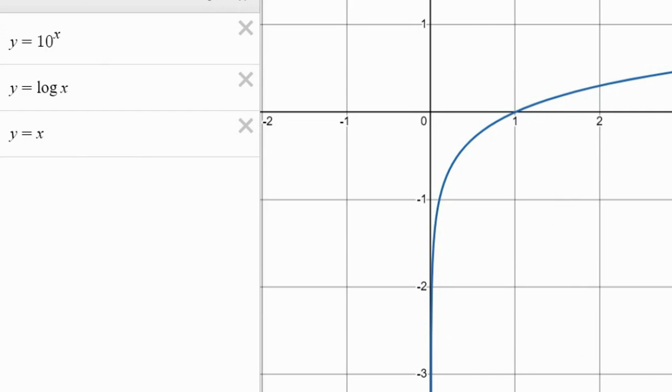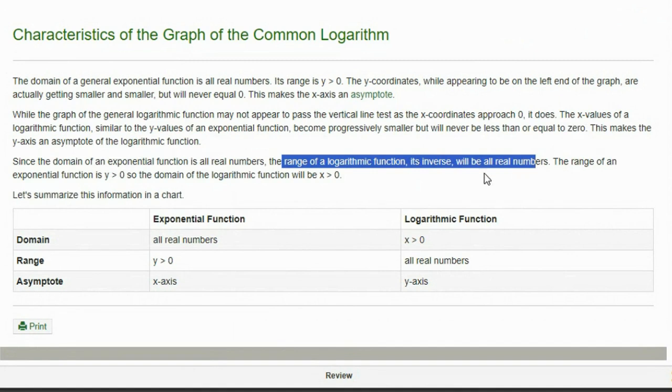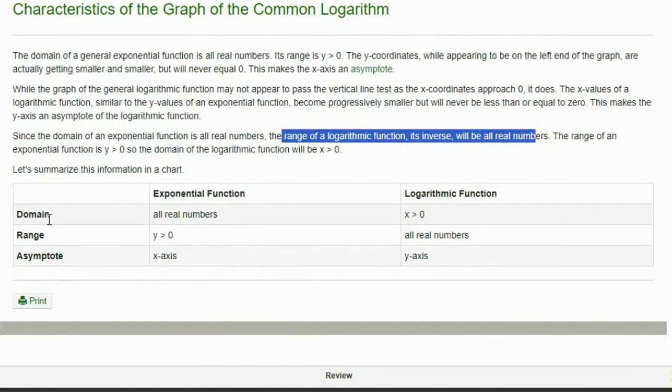So it's just the opposite, which we would expect since it's a reflection over y equals x. So the x values of a log function, similar to the y values of an exponential function, become progressively smaller, but will never be less than or equal to 0. So the y-axis is an asymptote for a log function. Since the domain of the exponential function is all real numbers, that means the range of the log function is all real numbers. So here's a little chart that just kind of summarizes that.